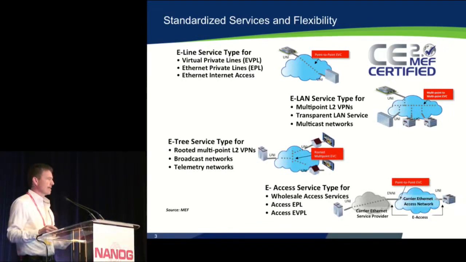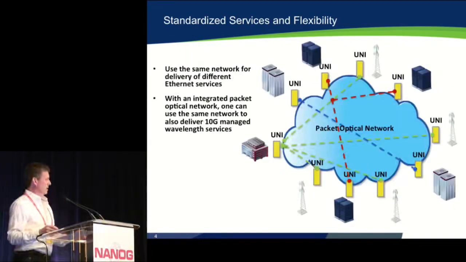And this could be used for broadcast networks or anywhere where you don't want communication between the leafs and the network. And finally, we have an E-access service, which is for wholesale access and access Ethernet private lines. A key to standardized services in carrier Ethernet is the ability to deliver multiple, different services, and managed 10 gig wavelength services all on the same network. And this provides an economy of scale to the carrier and allows for a flexible configuration environment.